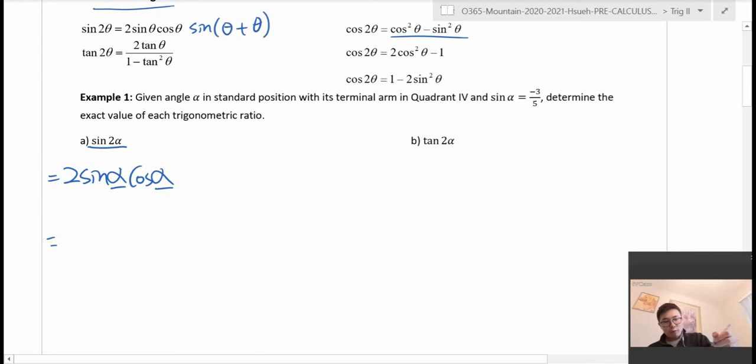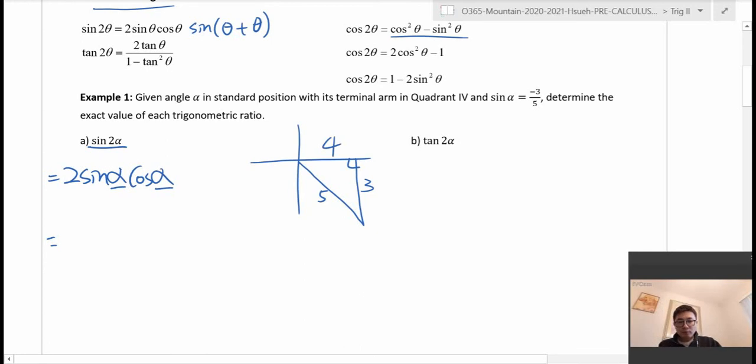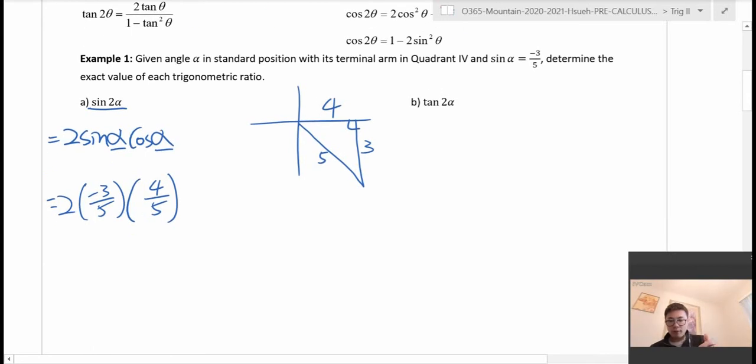Then you can see this is just angle alpha. Now from here, I simply need to draw out my triangle. Sine is opposite over hypotenuse, so that's 3, and this is 5. And based on the Pythagorean theorem, this will be 4. It's a 3, 4, 5 triangle. I don't need to find the ratio for sine alpha, it's already given. But I can use this triangle to find the ratio for cosine alpha. Now recall, cosine is adjacent over hypotenuse, so it's going to be 4/5. And cosine in the 4th quadrant is positive, so we leave it as 4/5.